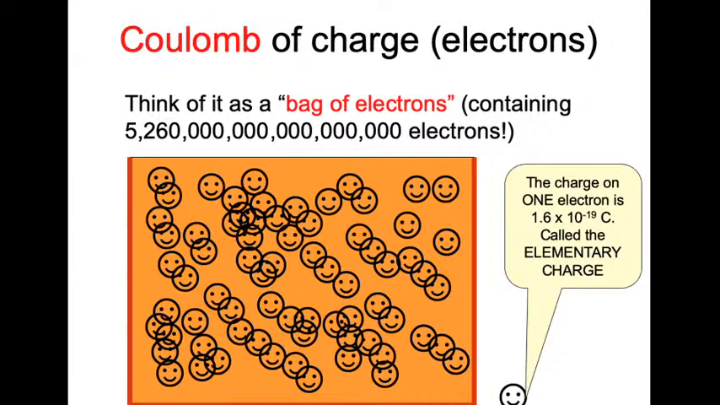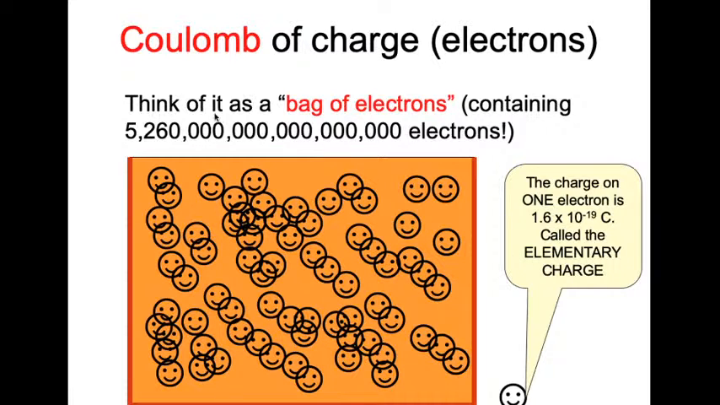Wow. Big number. I don't even have the prefix for that one. Not quite a googolplex. That's 100 zeros. But we have 18 zeros. That's how many electrons it takes to make up 1 coulomb. So we need to have billions upon billions of electrons for 1 coulomb of charge.